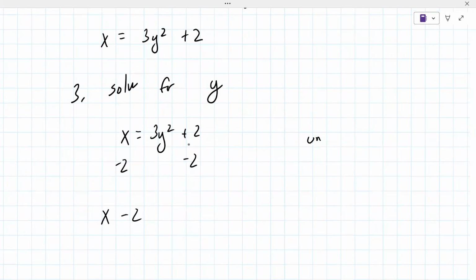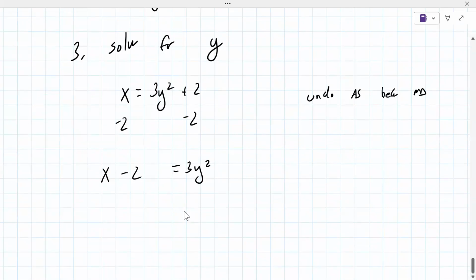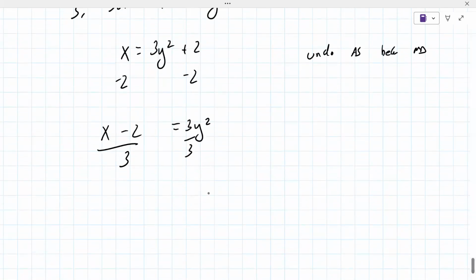So you undo addition and subtraction before multiplication and division. Now you undo the 3. So you would divide both sides by 3. And I'm going to flip. So it's going to be y² equals x minus 2 over 3. And we're almost there. You could sort of say, well, it looks like it's solved for y². Well, it kind of is.